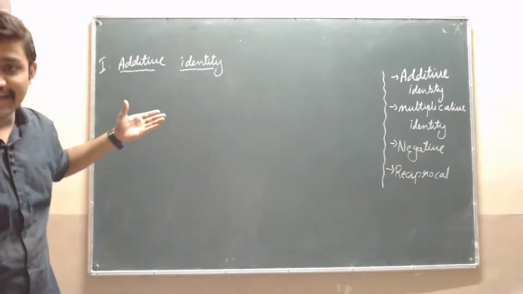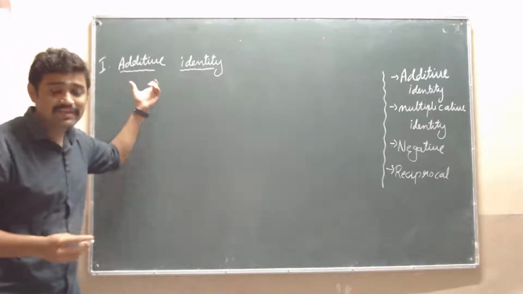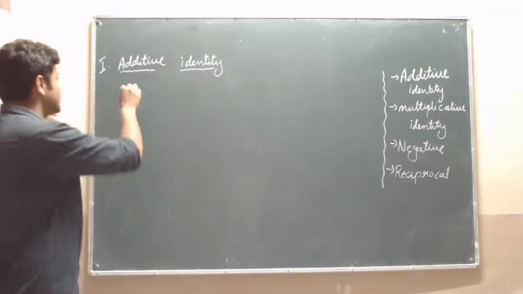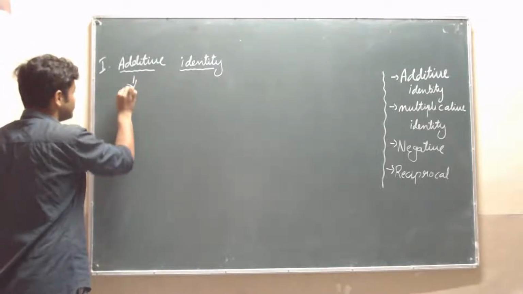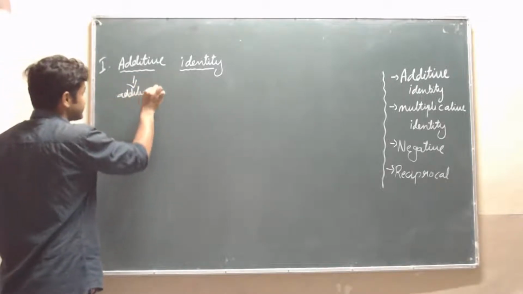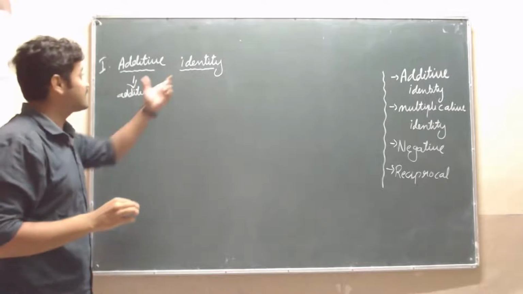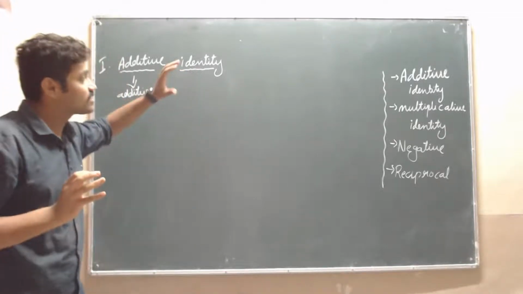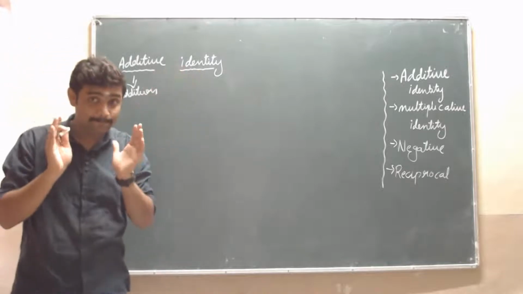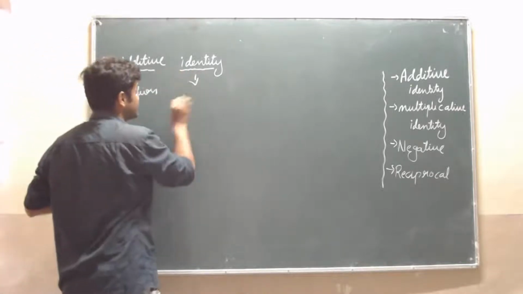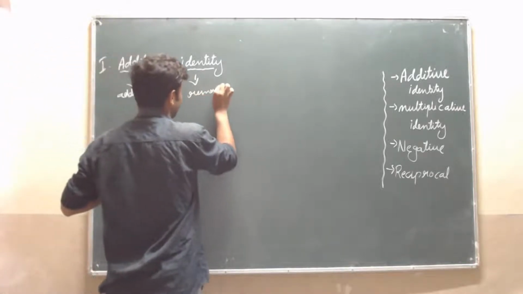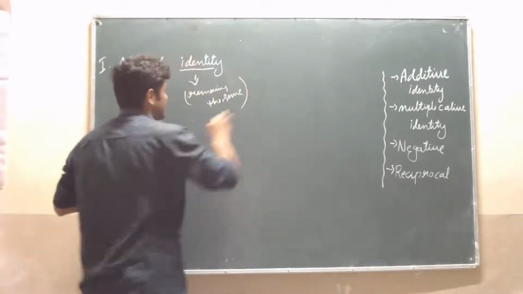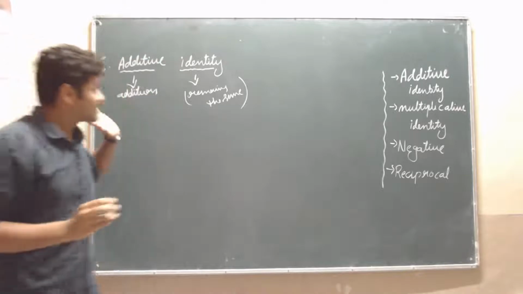Simple, additive is nothing but an operation. That is addition. Then what is the identity? In mathematics, identity means it remains the same.